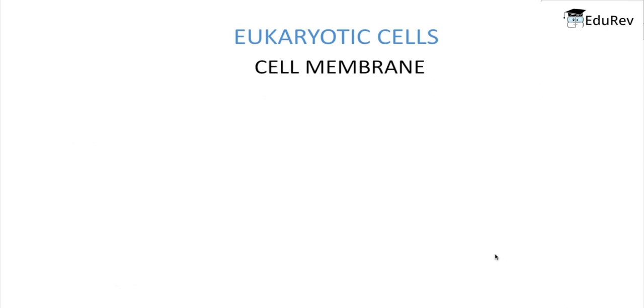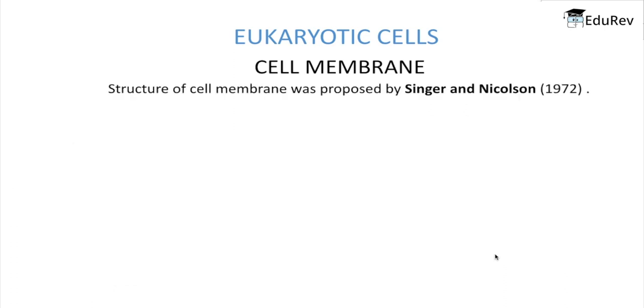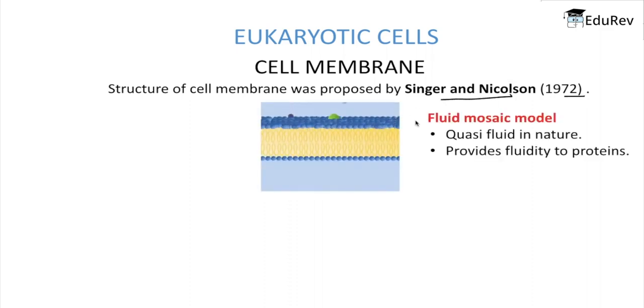So after the invention of the electron microscope, scientists studied the cell membrane in more detail. In the year 1972, Singer and Nicholson proposed the structure of the cell membrane, which is called the fluid mosaic model. This model stated that the lipid bilayer membrane is present in fluid form, meaning it is quasi-fluid in nature, which provides fluidity to proteins to move laterally inside the lipid bilayer membrane.